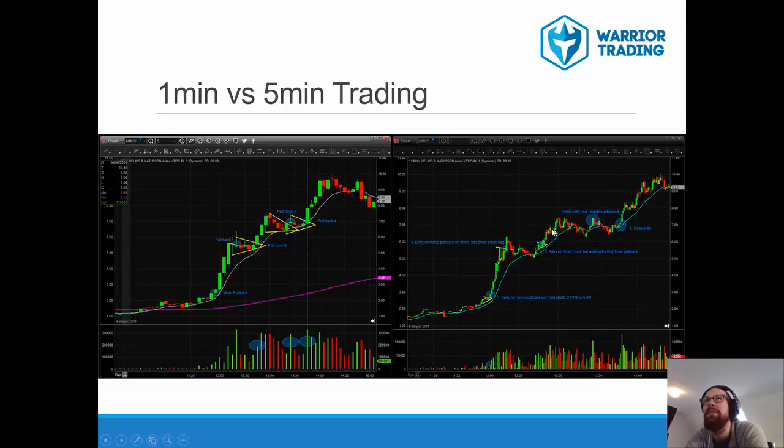Now in this case, even the second 1 minute pullback ended up working. We pull back again here and we squeeze up higher. So this one was really, really strong. I mean, it was exceptionally strong. You pull back here, and now notice this.